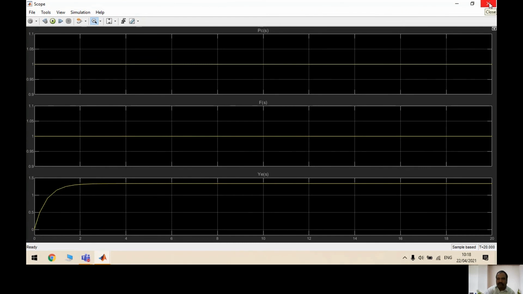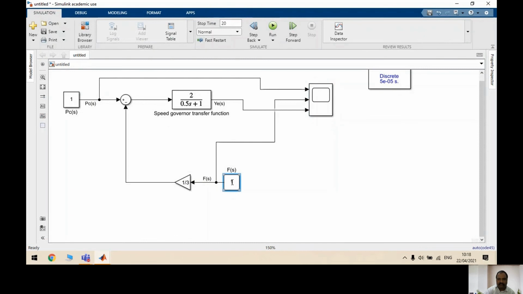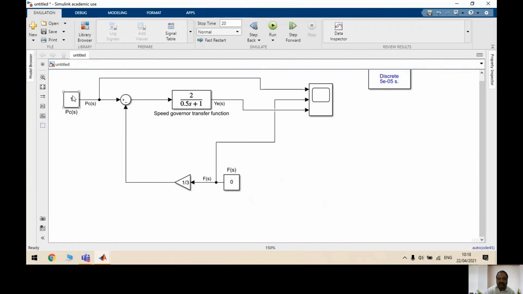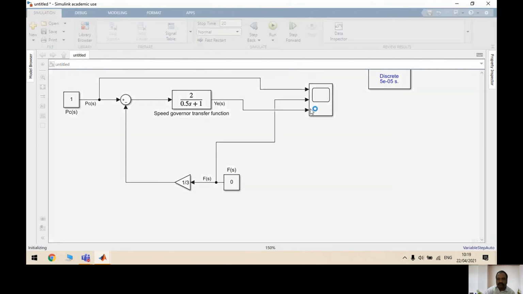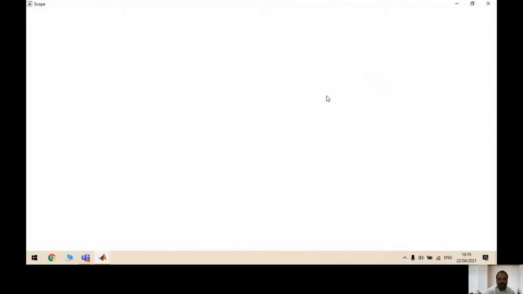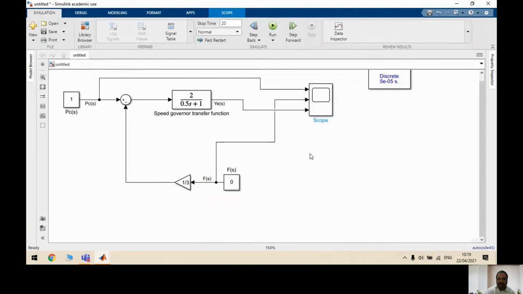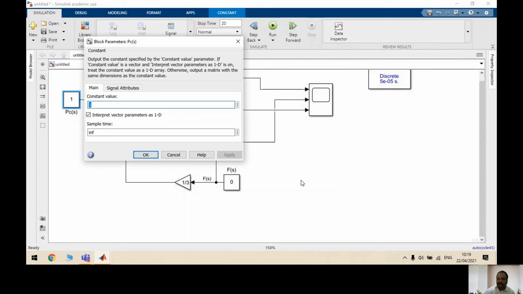Okay. Now we will check a different thing. Let us suppose there is no change in frequency. I'm setting it down to just 0. Now this is 0. There is only a change in the power command. Now let's see how the system is going to respond. See, there is no change in the frequency. It is at 0. Change in power command is 1. See the change in YE of S, isn't it?